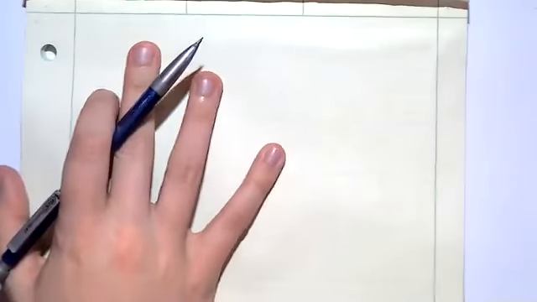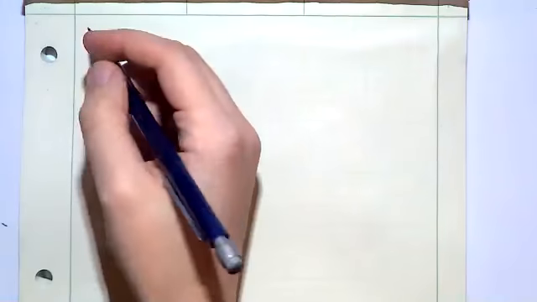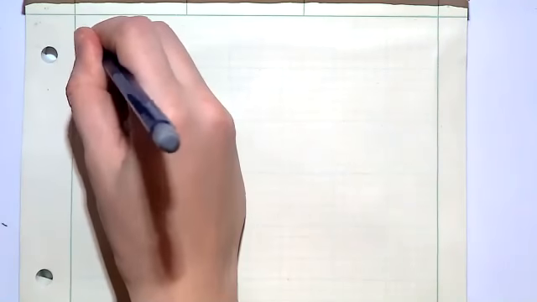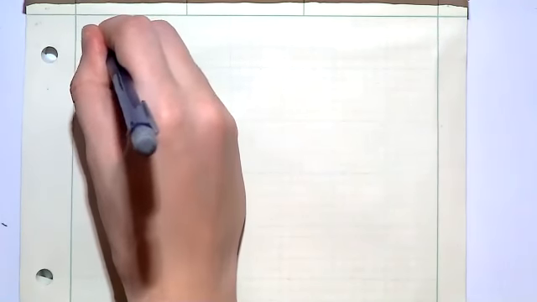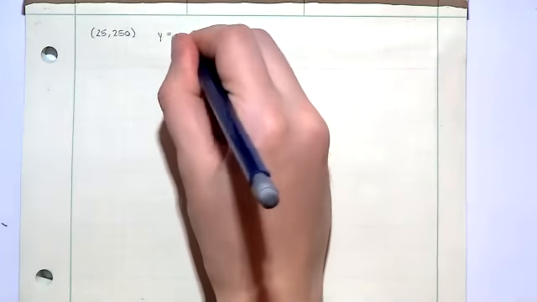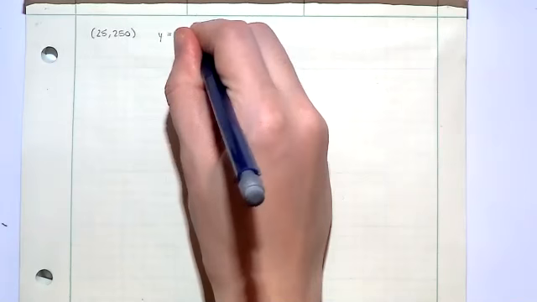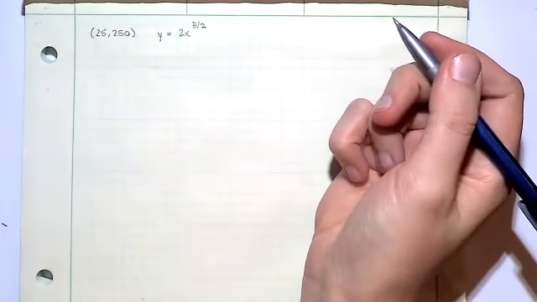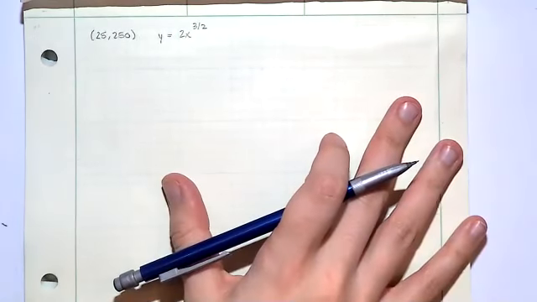Cool. So, starting at 25, 250, I'm going to find the arc length of y is equal to 2x to the 3 halves. All right, cool.